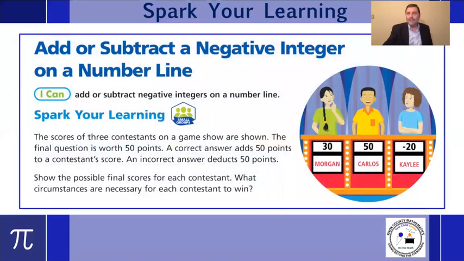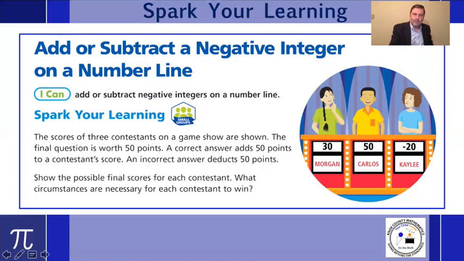A second task under your Spark Your Learning is adding and subtracting a negative number on a number line. Because one of the things your teachers worked with you on was not only remembering the rules, but remembering different ways to understand the concept of adding and subtracting integers. You used algebra tiles, you maybe used a number line. This is going to have you practice using a number line.